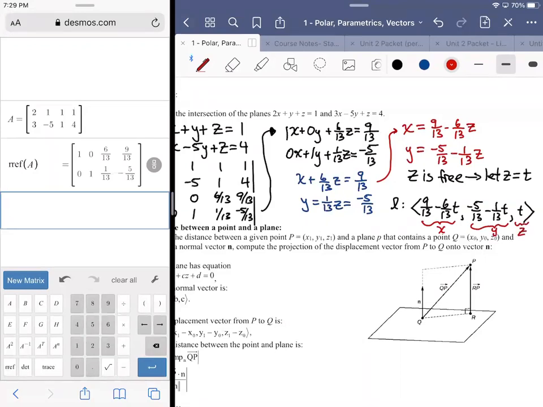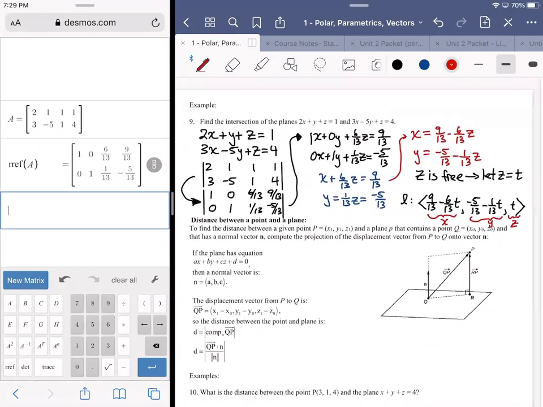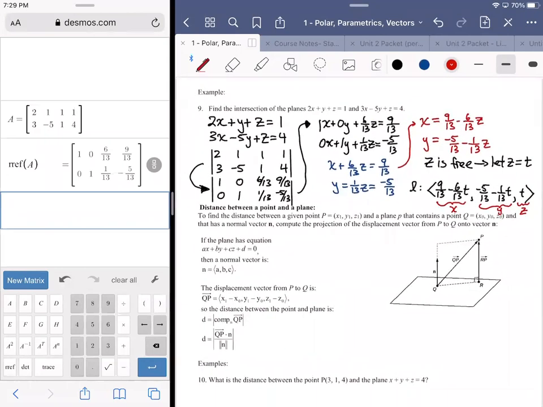Now, like I said, I could have let z be whatever I want. I chose to let it be equal to t. But if you think about it, maybe the better choice is to let it be equal to 13t, because then it'll cancel out the denominator for the 6/13ths and the 1/13ths, giving you a cleaner expression. But that's your choice, right? As long as your line L is equivalent to my line L, then you're fine.